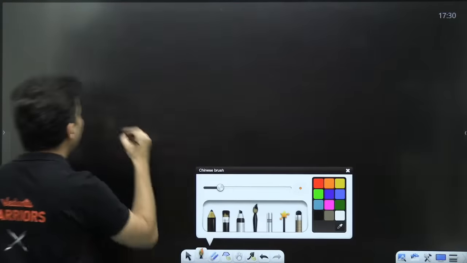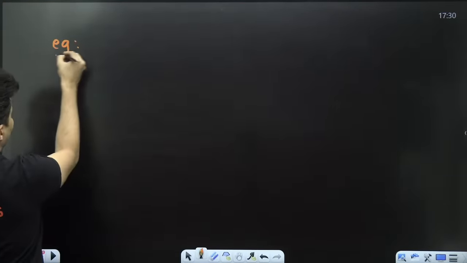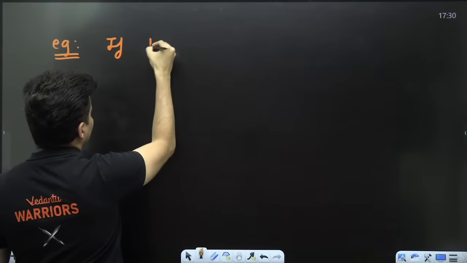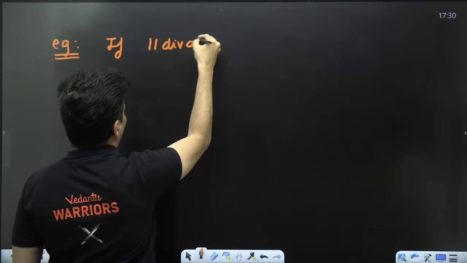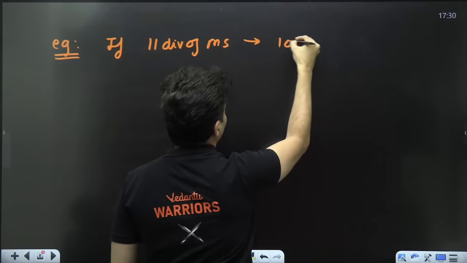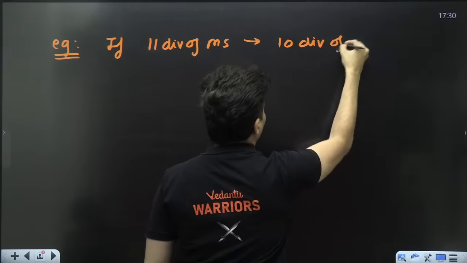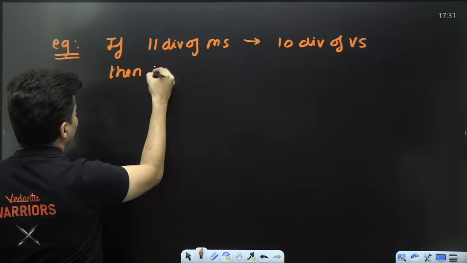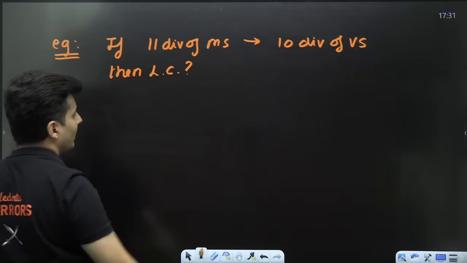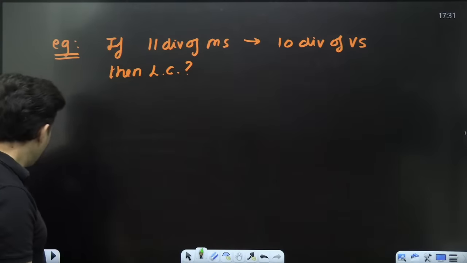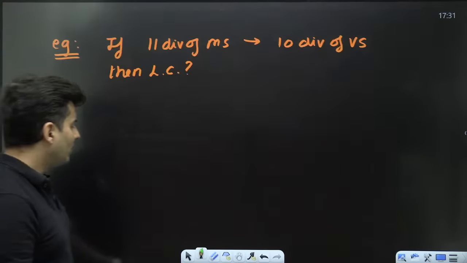Example, let me give it to you over here. If 11 divisions of main scale coincide with 10 divisions of vernier scale, then the least count is how much? LC means least count. Let's have a look at it. And what should be given?